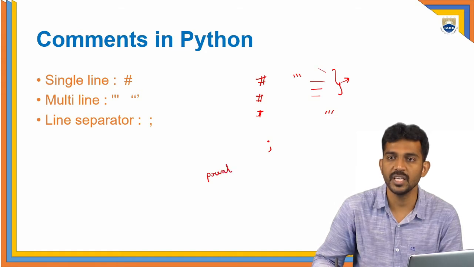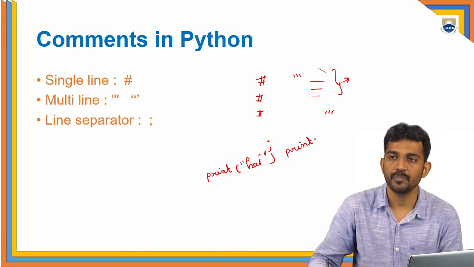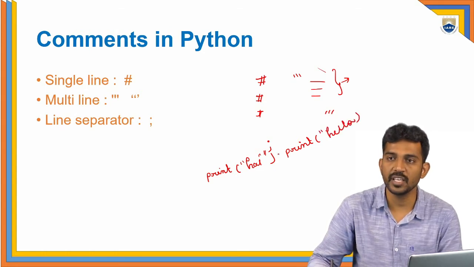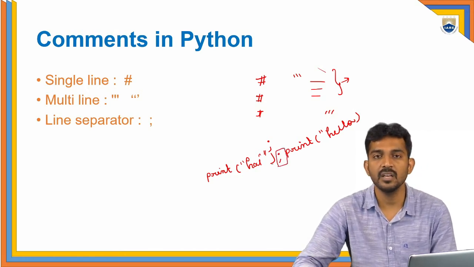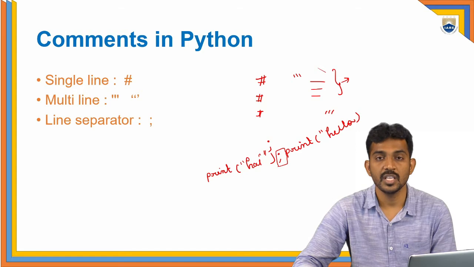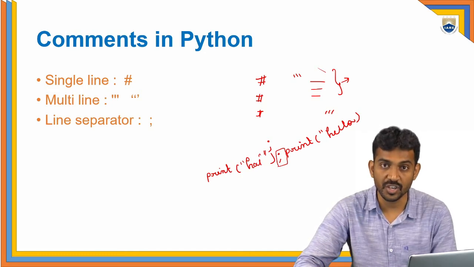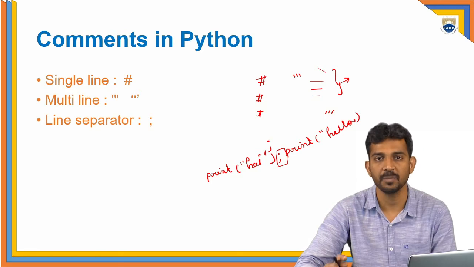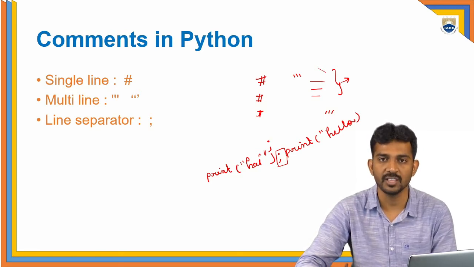For example, write print hi like this, and we're going to write one more print here, hello. Then you should use a semicolon here because it is a line separator. Only in that situation are you going to use a semicolon; otherwise, no need. The semicolon's purpose is to separate two statements written in a single line. I hope you people are clear with that, right?